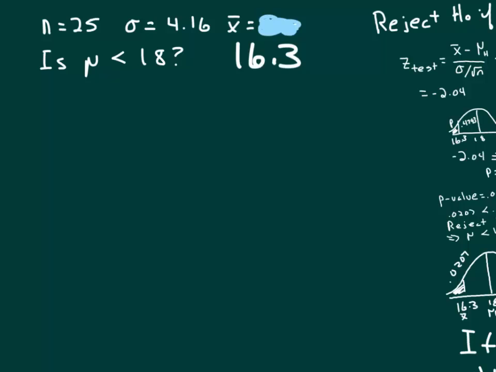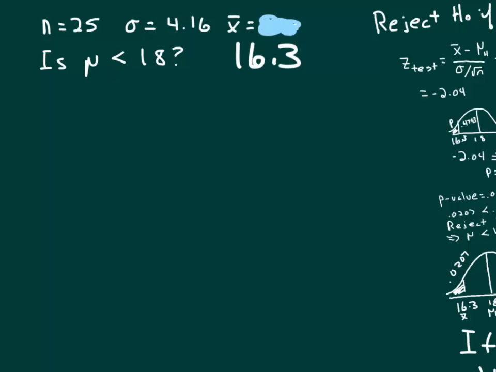Okay, so now we're going to have a hypothesis test. Again, it's going to be in words. Might be something like, in a sample of size 25, find the probability that we get a sample mean, or in a sample of size 25, we get a sample mean of 16.3. It'll say we know the population standard deviation is 4.16. Since you know the population standard deviation, it's going to be a z-test. And then it'll have a question that says something of the effect, is the population mean less than 18?